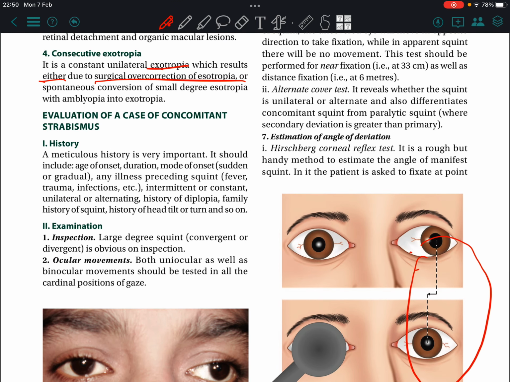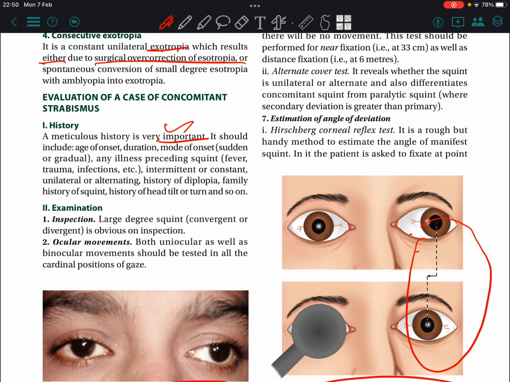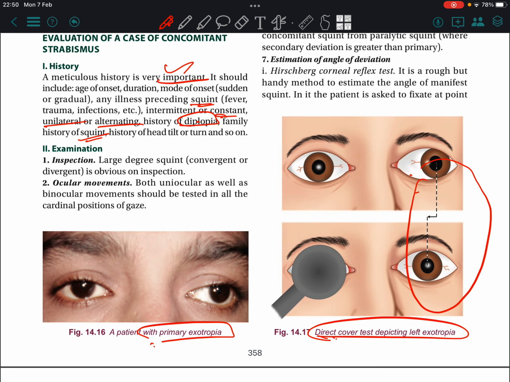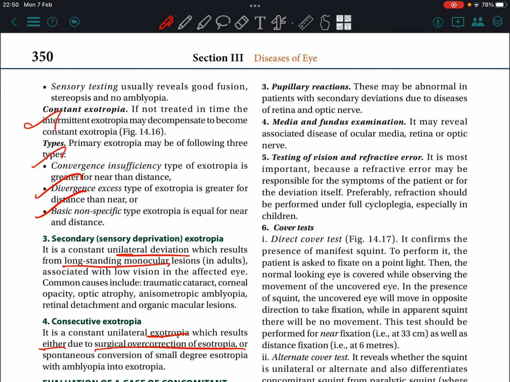Examination. History: meticulous history is very important. It should include age, age of onset and duration, mode of onset, any illness preceding the squint, intermittent or constant, unilateral or alternating, history of diplopia, family history of squint, history of head tilt or turn, and so on. Inspection: a large degree squint is obvious on inspection. Ocular movements, both unilateral as well as binocular, should be tested in all cardinal positions of gaze. Pupillary reactions may be abnormal in patients with secondary deviation due to disease of retina and optic nerve.